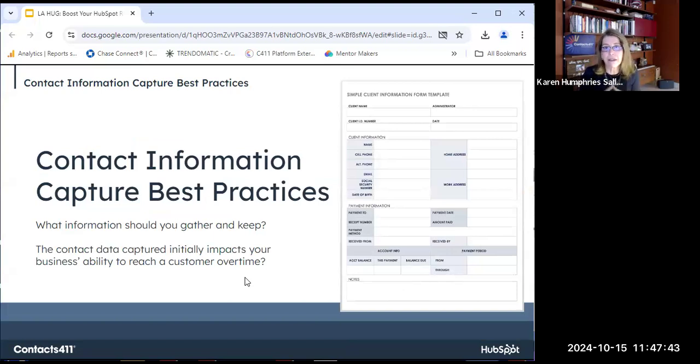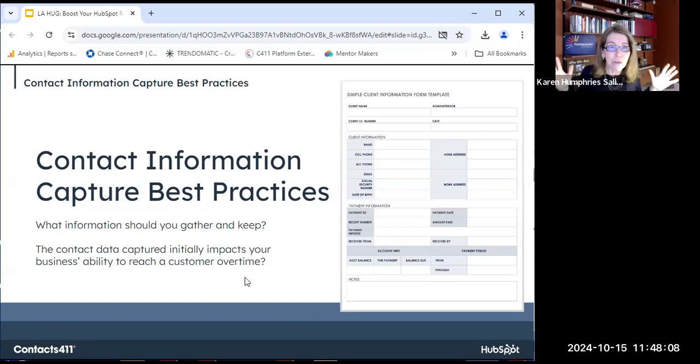It's really important to think about the fact that what you capture at the beginning on a prospect or on that first time customer will actually impact your ability to keep that customer, to keep in contact with that customer over time. I'm pretty sure you probably can't read what is on the right. I did that on purpose. This is a sample suggested client information template. I actually think it's terrible.